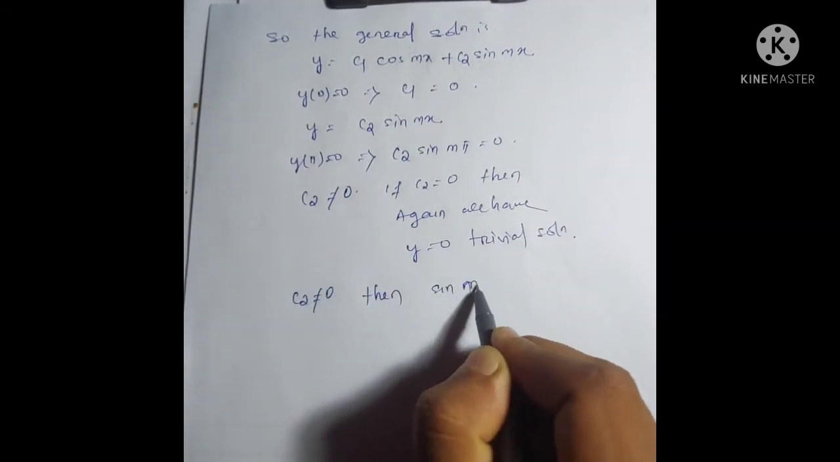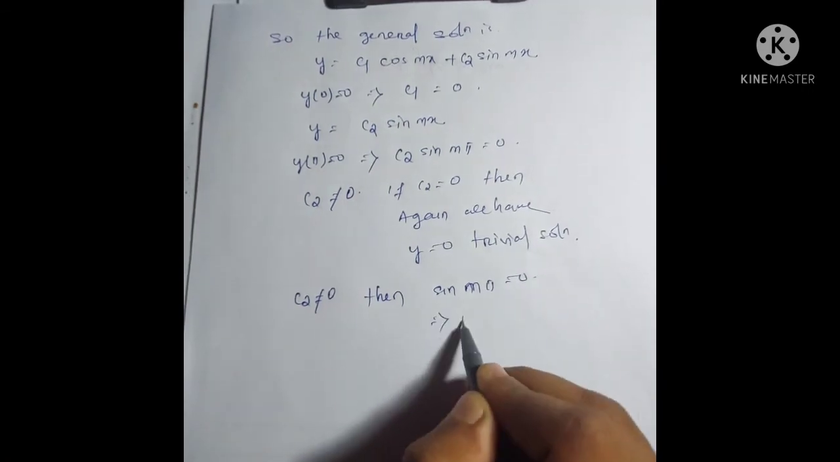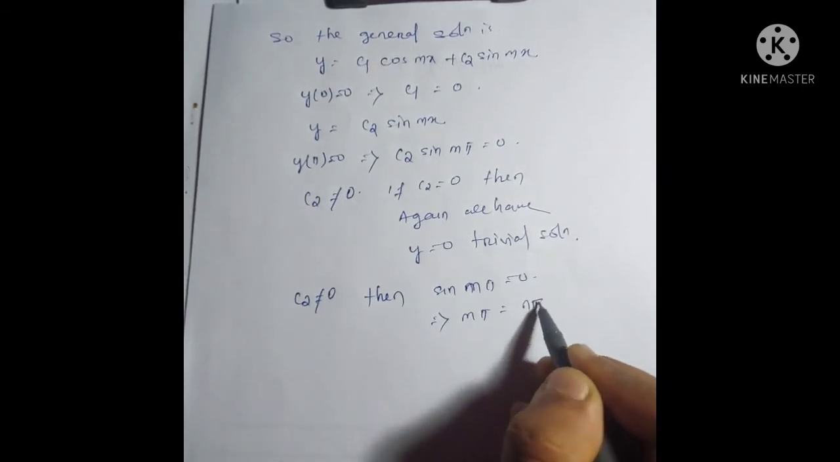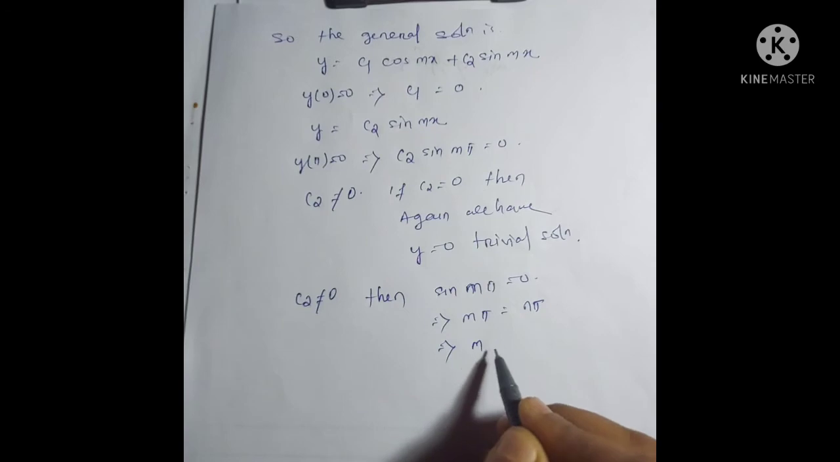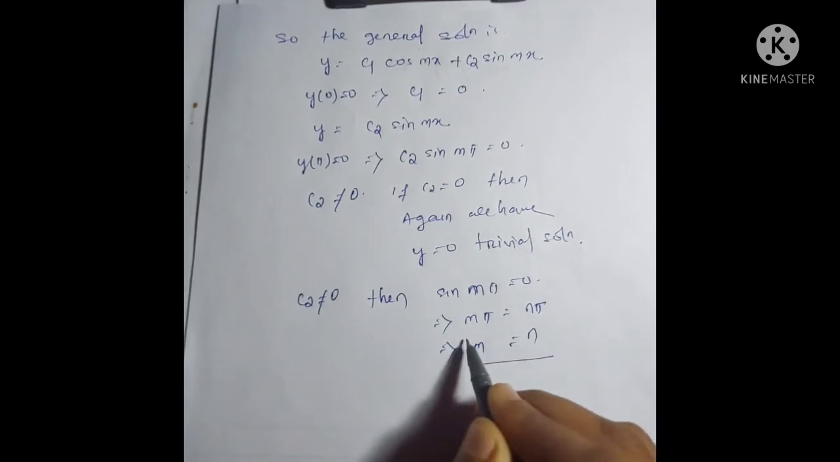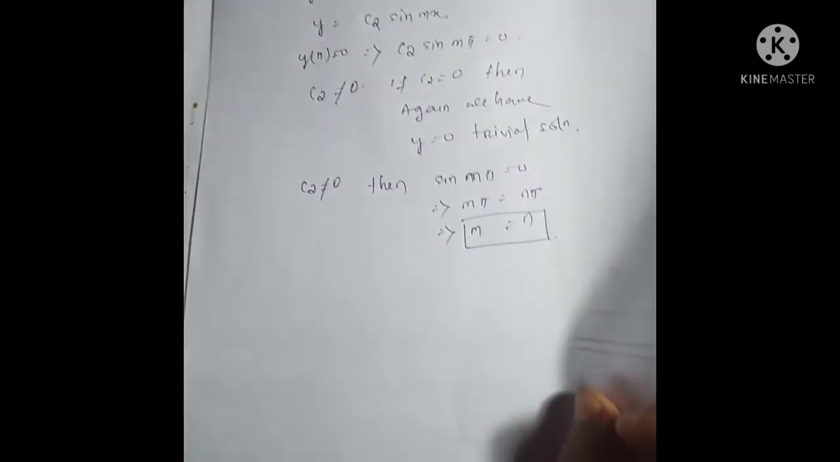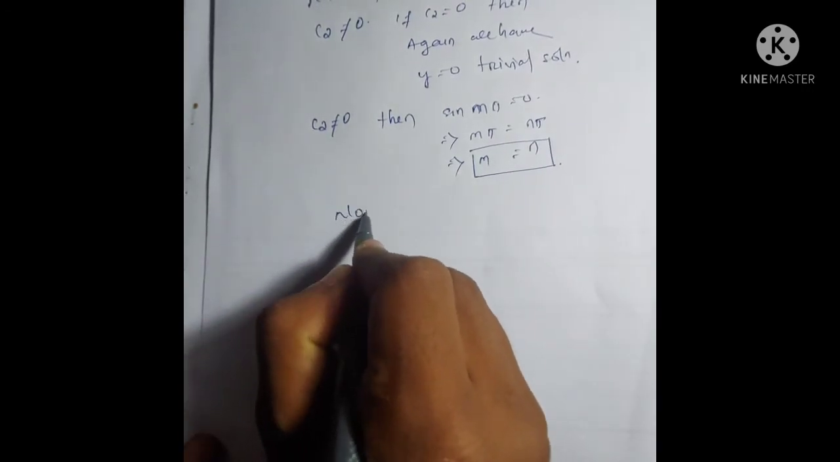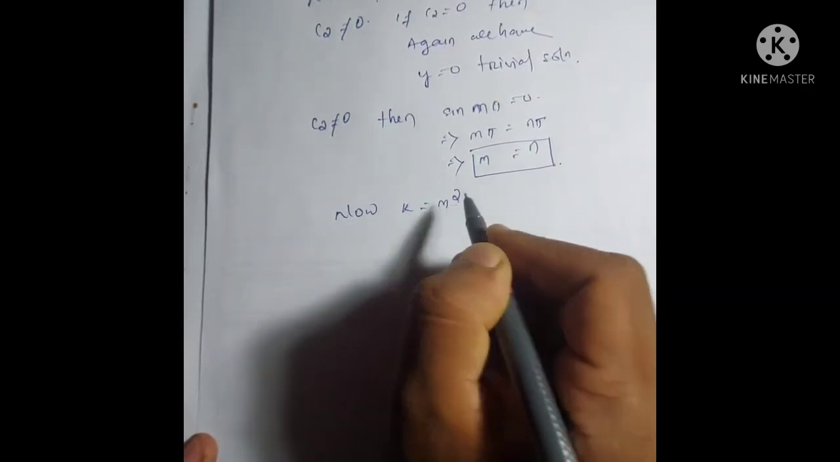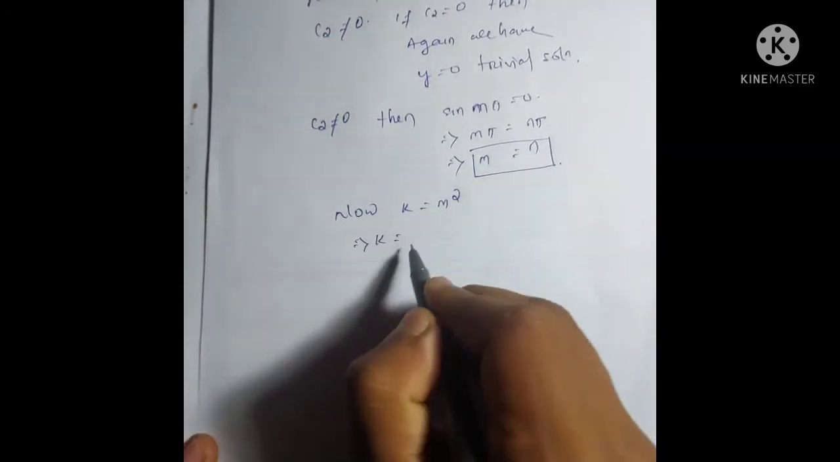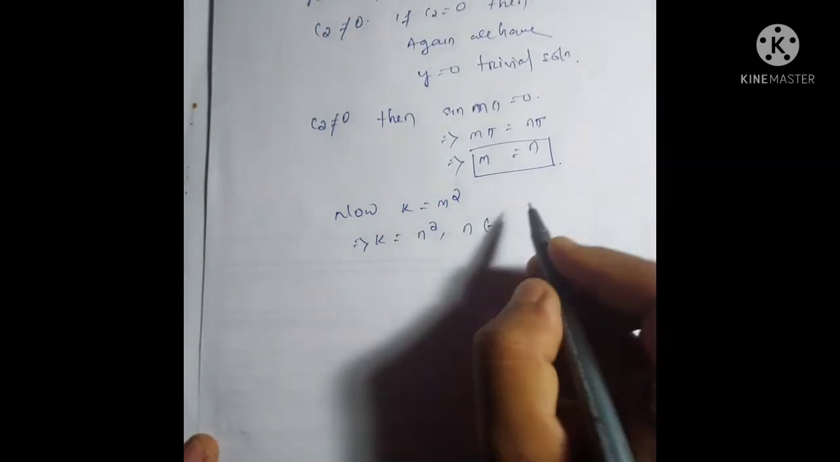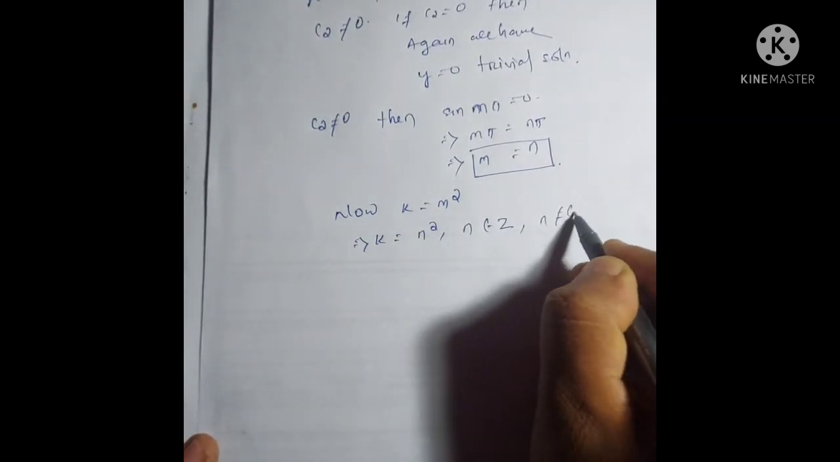sin of m pi is equal to 0. This implies that m pi is equal to n pi, and this implies that m is equal to n. Now k is equal to m square. This implies that k is equal to n square where n belongs to Z and n not equal to 0.